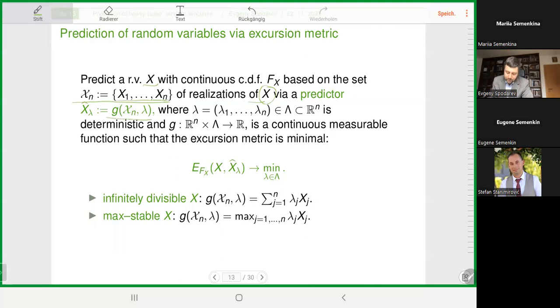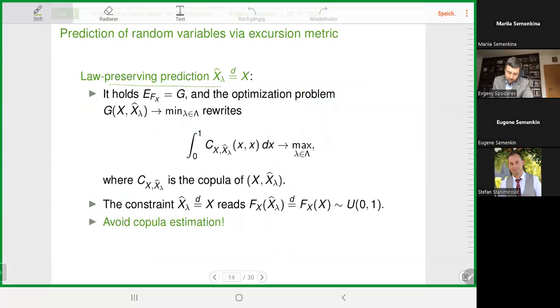The predictor can be whatever measurable function, which is in some sort continuous on lambda. For instance, for infinitely divisible X, it can be the linear combination. For max-stable X, it can be the maximum, and so on, depending on the class of random variables which you consider. Then we will do the following. We'll minimize the excursion metric with respect to lambda such that they satisfy the additional constraint that the predictor is equal in distribution to the original X. So this is the sense of the law-preserving prediction.